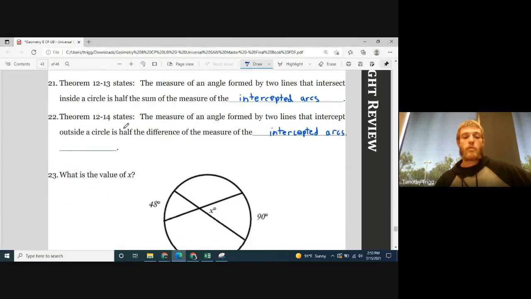Theorem 12-14 states, the measure of an angle formed by two lines that intercept outside a circle is half the difference of the measure of the intercepted arcs.